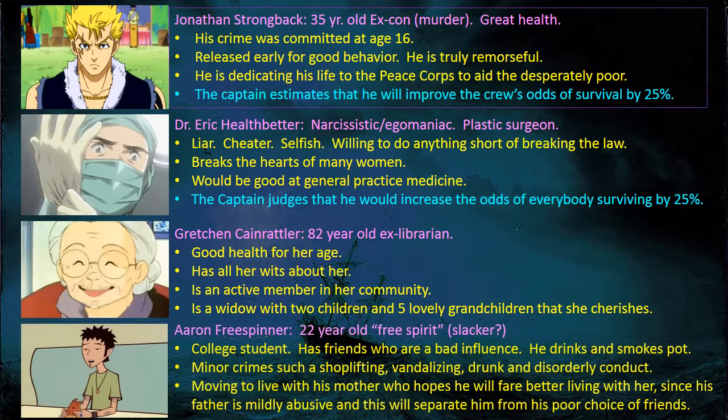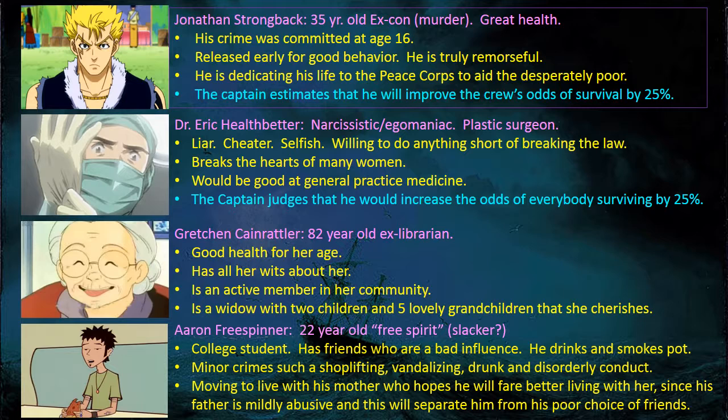And in the final lifeboat seat sits Aaron Freespinner. Aaron is a 22-year-old college student and doesn't yet know what he wants to do with his life. Though he has potential, he tends to hang around with a group of friends that brings out the worst in him. He is usually depressed, often smokes pot and drinks, though is not an addict, and is guilty of a number of petty crimes such as vandalism, shoplifting, and drunken disorderly conduct. He has never committed a violent crime.